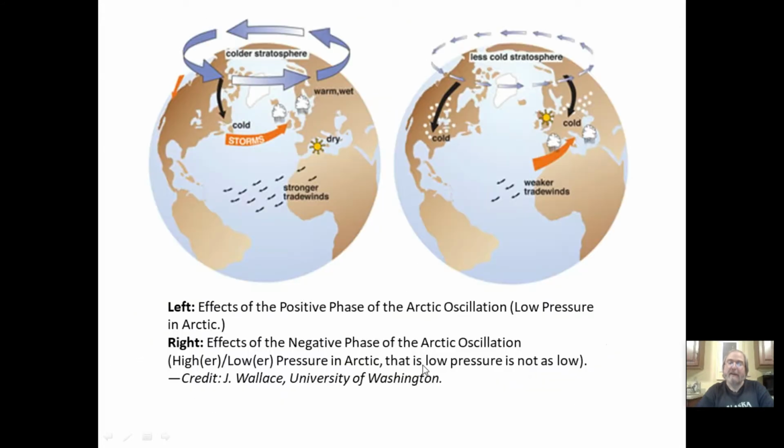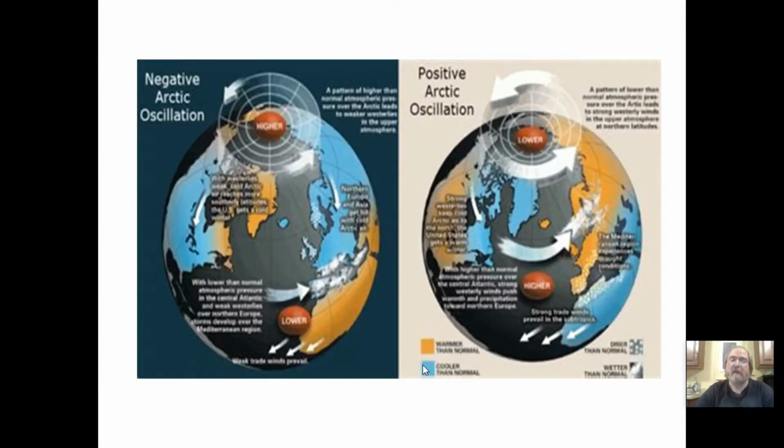So going back to this particular diagram, the positive is going to bring the storms further north. So you get wetter. Okay? So it's warmer and wetter, but it's cooler down this way. The negative phase here is going to be colder but drier. Right? Remember, warmer air holds more moisture. So that's basically what the difference is between those two.